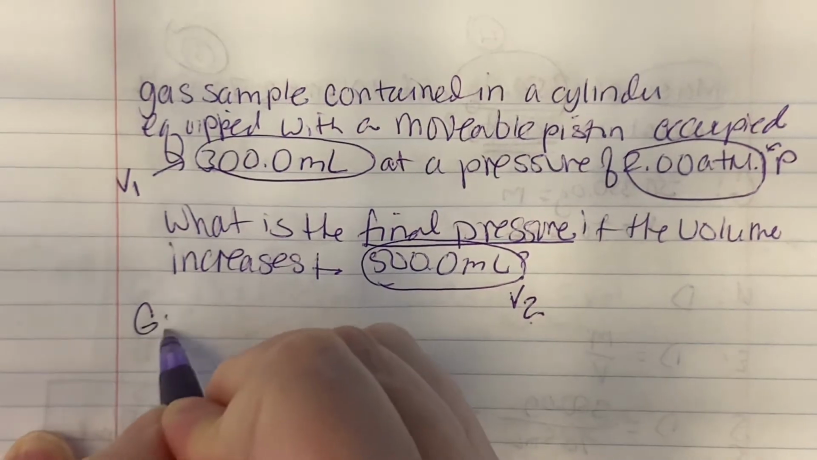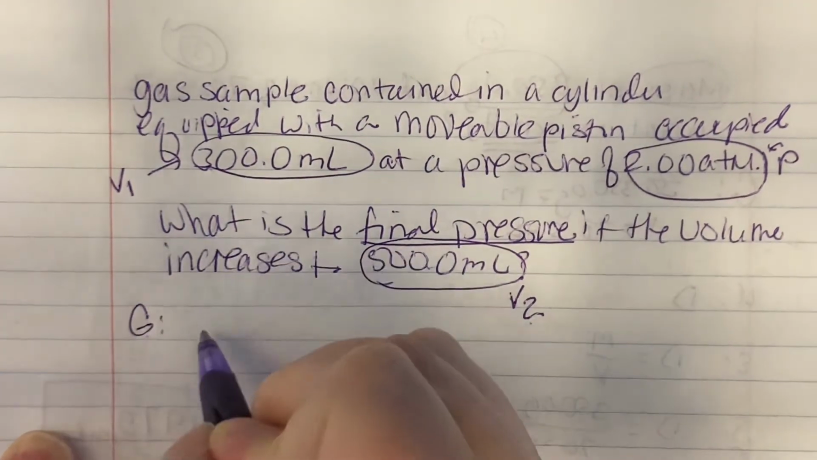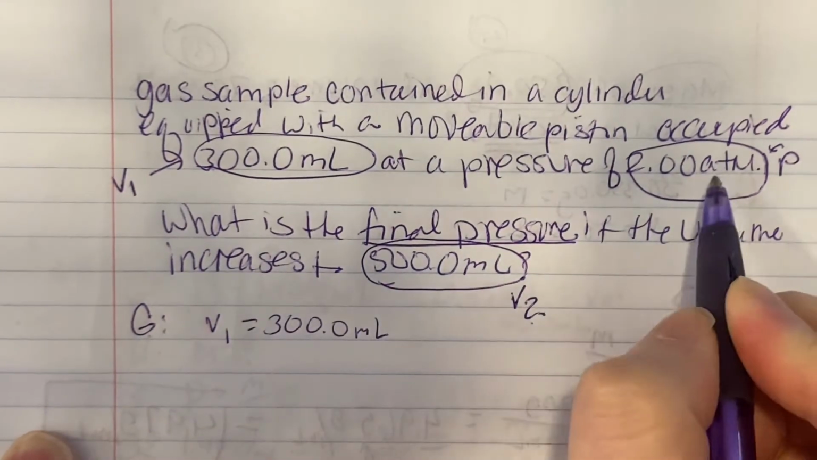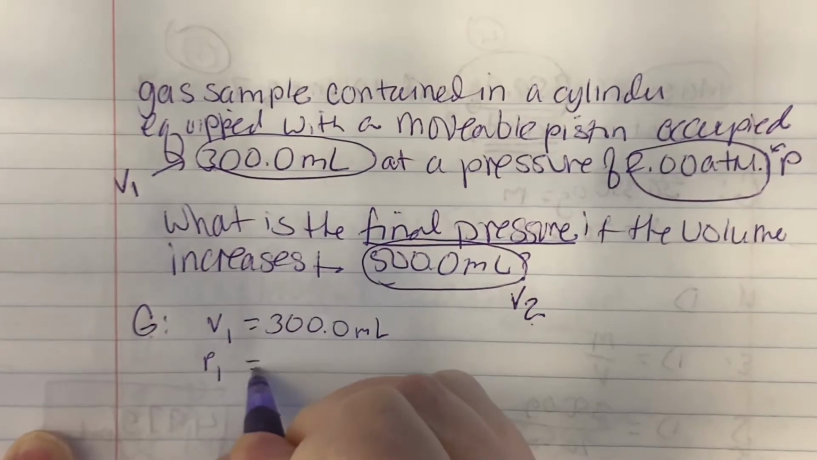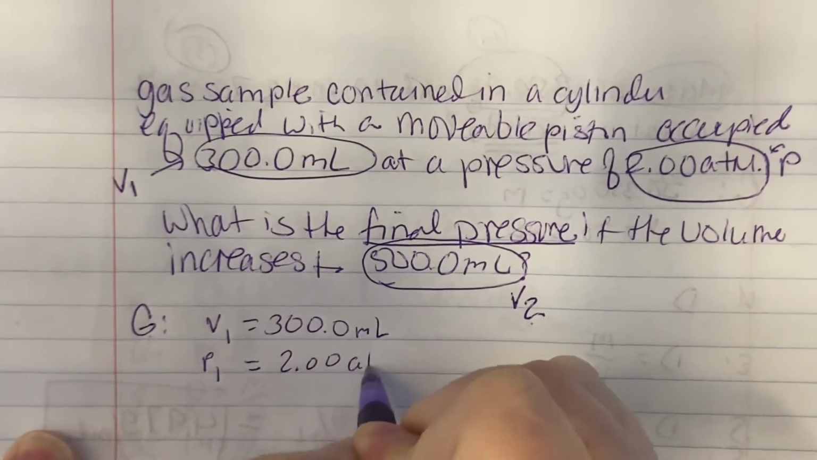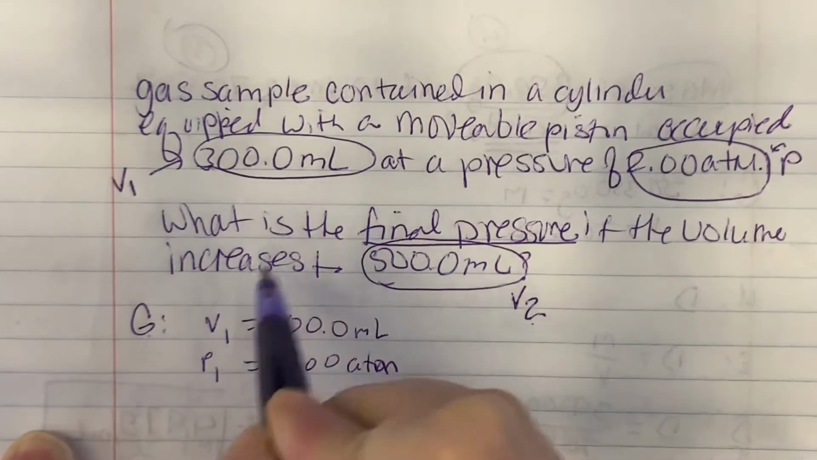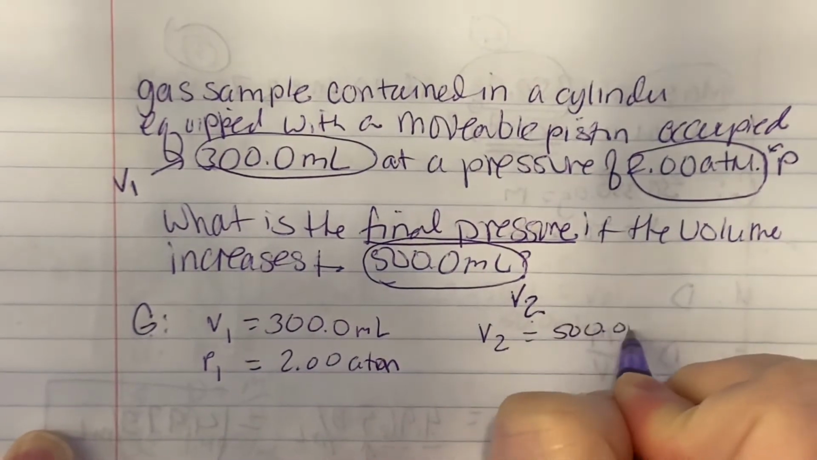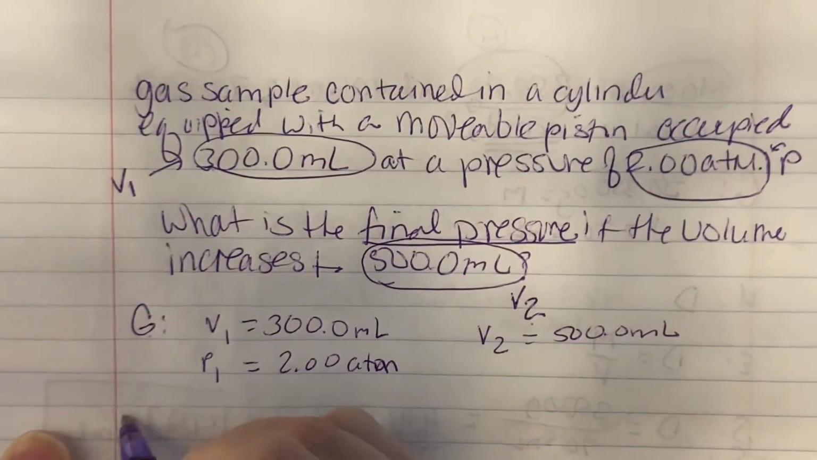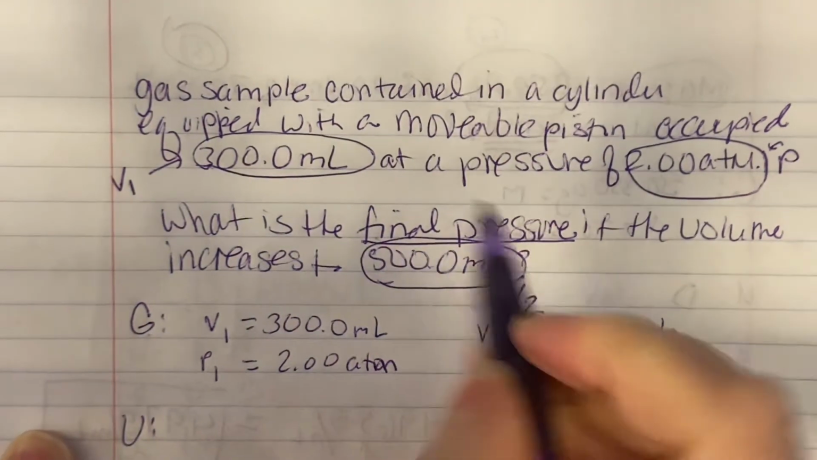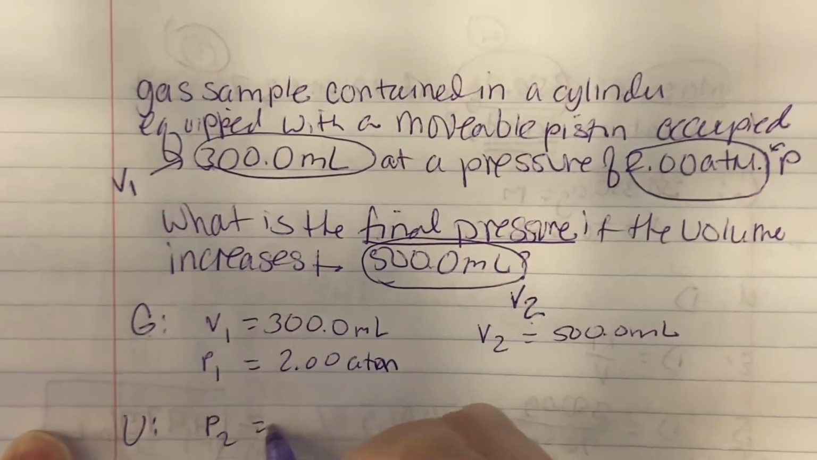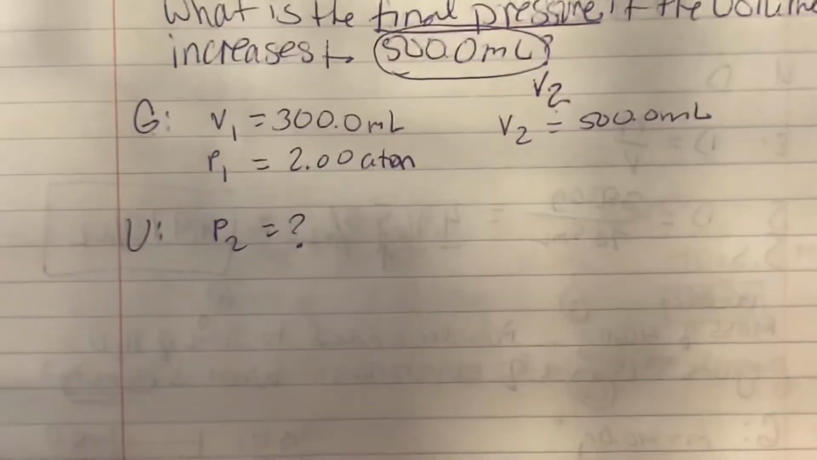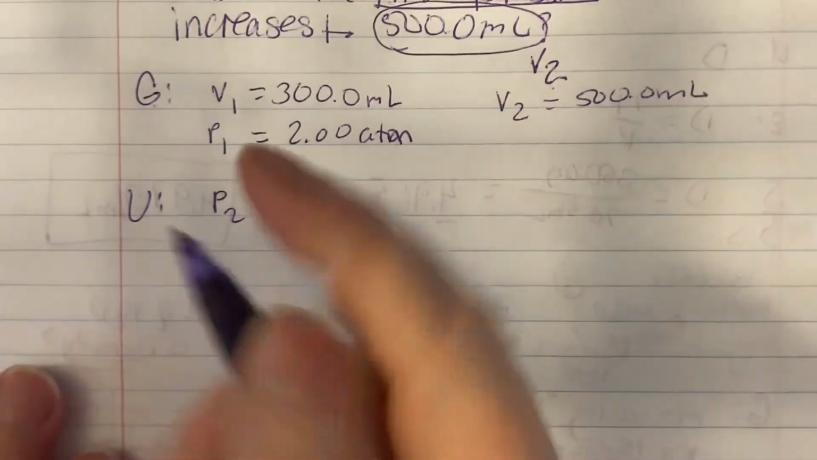Now I'm going to rewrite that down there in my guess. What do I know as my givens? V1 is equal to 300.0 milliliters. P1, because that's the pressure at the start, is 2.00 atmospheres. V2 is 500.0 milliliters. What am I trying to find? Final pressure, so I'm trying to find P2. I'm going to say P2 equals question mark. This way everything gets organized so I don't miss anything.